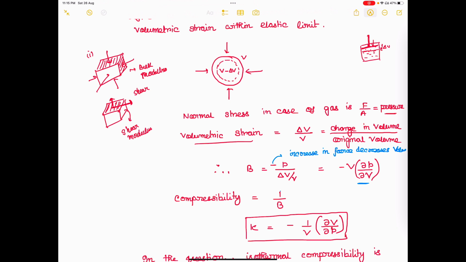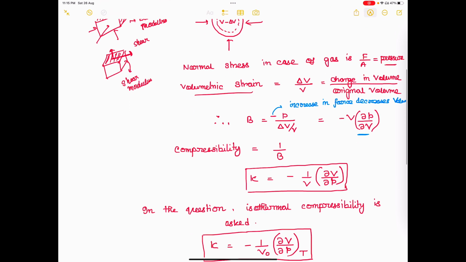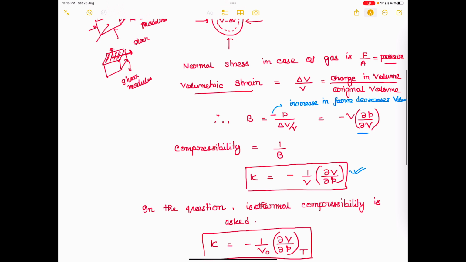Compressibility is actually defined as the reciprocal of the bulk modulus. So it's the reciprocal of the bulk modulus, and therefore we can write the compressibility as minus 1 by V delta V by delta P, just the opposite of the bulk modulus. So this is the definition of the compressibility.